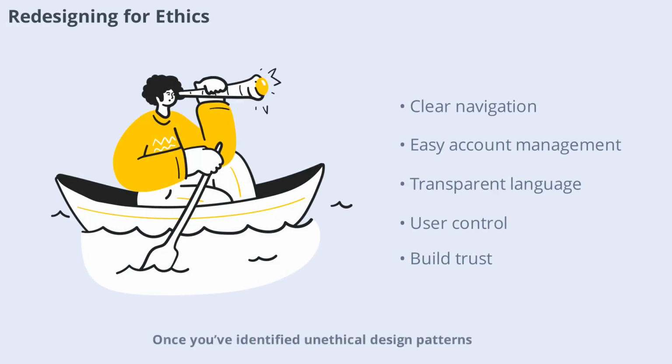Once you've identified unethical design patterns, the next step is to redesign them ethically. Start by making all options clear and easy to find, no more hidden buttons or confusing navigation. Use straightforward language and avoid manipulative tactics. Make sure users can easily unsubscribe, delete accounts, or change settings.